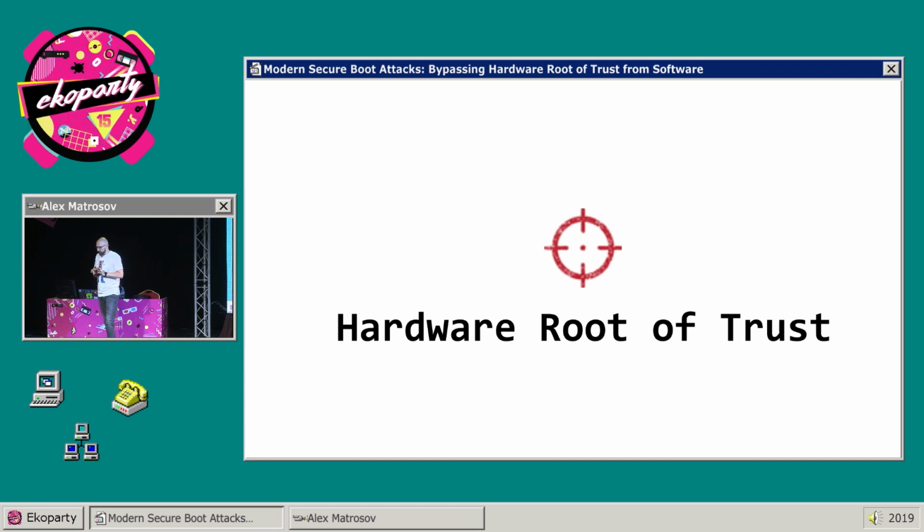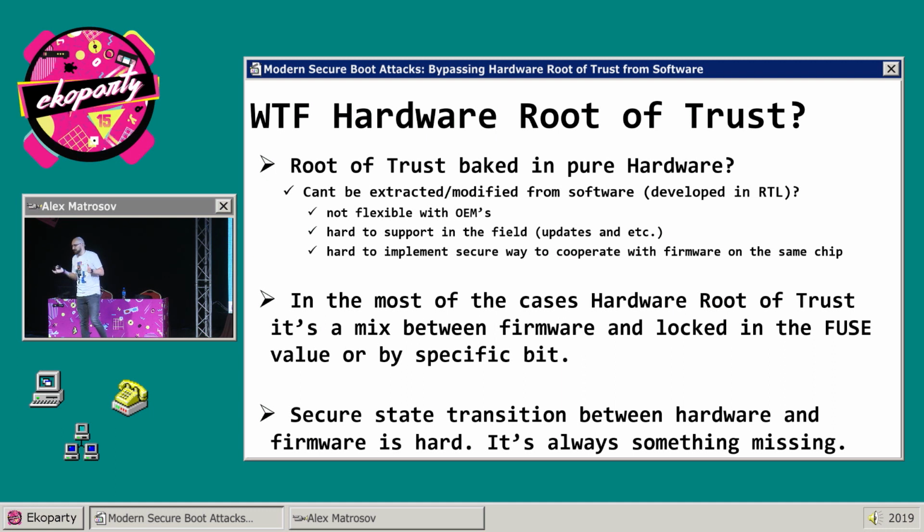Let's start with what a hardware root of trust is and what the problems are with the implementation of hardware root of trust. In most cases, hardware root of trust should be implemented in RTL, that means directly in the hardware and silicon, but silicon at the RTL level is hard to modify. Actually, there is no way you can modify it after releasing the product. And of course, it creates a lot of limitation for companies implementing their root of trust that way, because if something happens, they can't patch it.